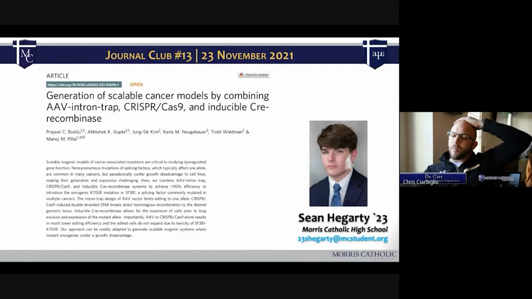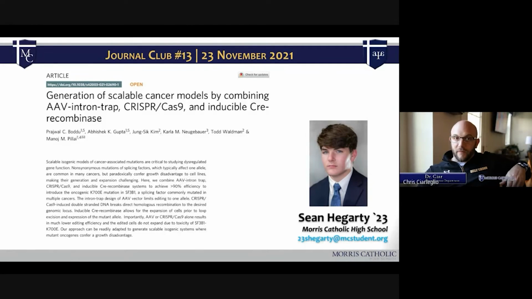Generation of Scalable Cancer Models by Combining AAV Intron Trap. Anybody look up what an intron trap is? Anybody? I actually had to look it up. I actually did not know what it was. I had to look it up beforehand. And it's kind of cool. An intron trap is when you stick in an enhancer, a gene enhancer, into an intron to make it more active, to make the gene more heavily expressed.